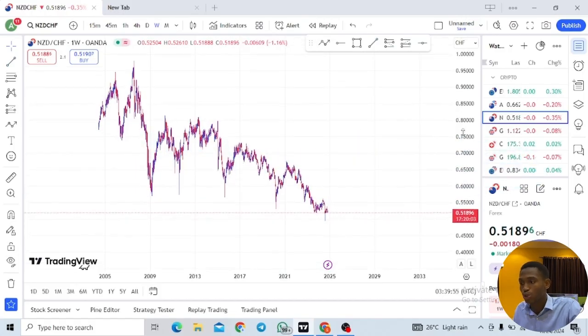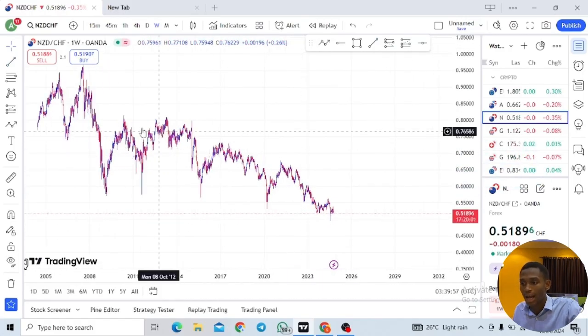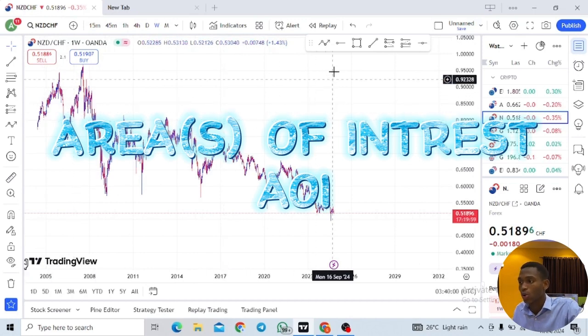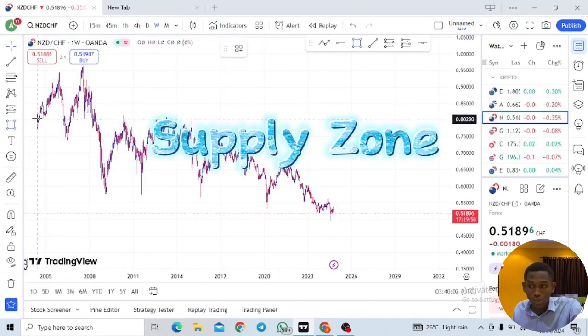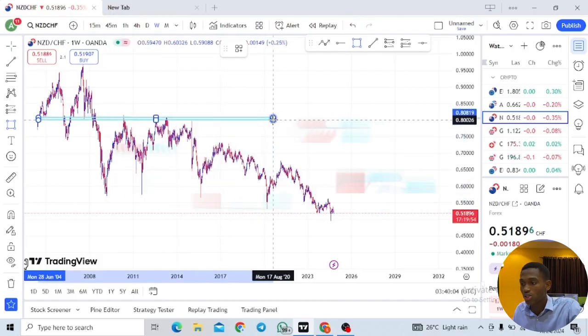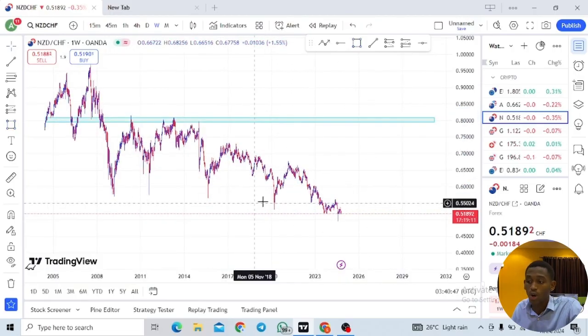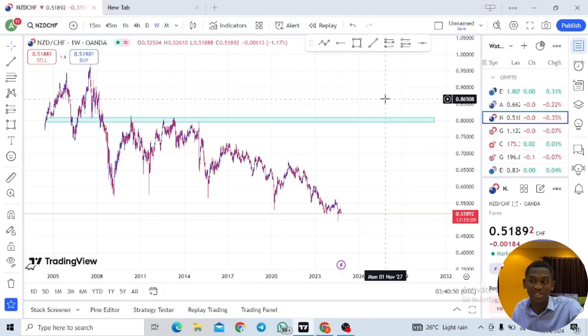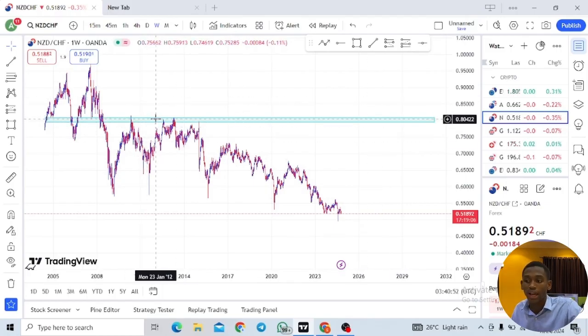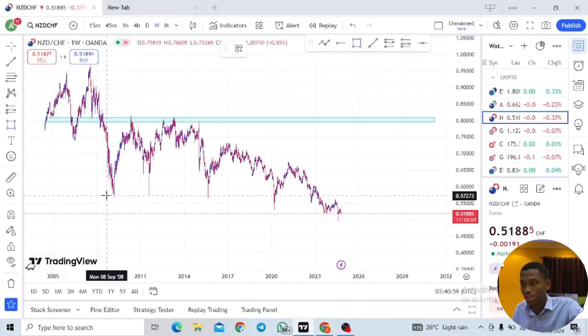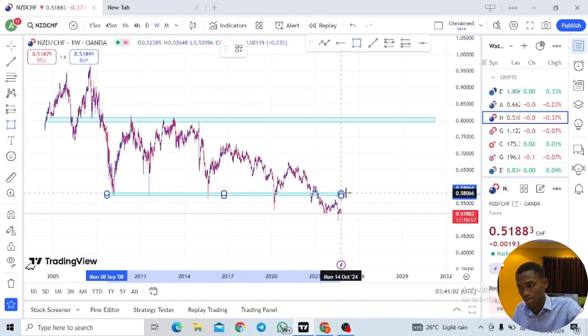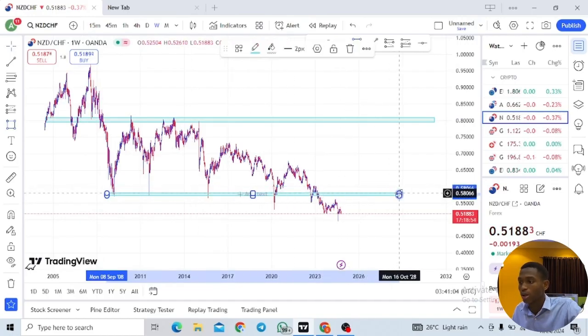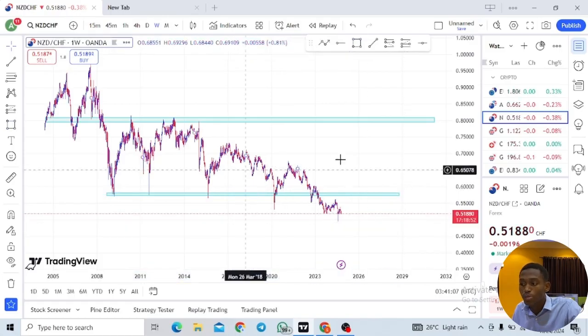Now, another thing you need to do is mark out your areas of interest. We need to mark out our supply zone and demand zones. This is one of them. Some traders will call it support and resistance. So this is more like a resistance for the ones below and a support for the ones above. Now, let us mark out another zone which we have seen, which is clearly this. So these are like the two main key levels, or the two main zones of the market.